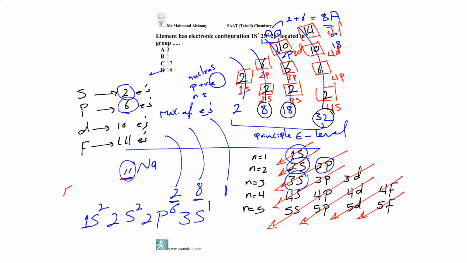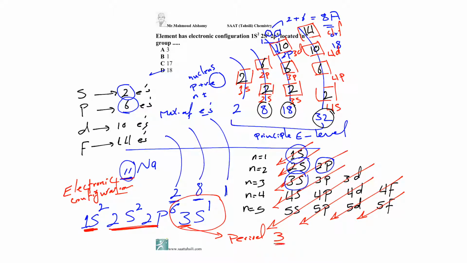So this is called the electronic configuration, or the electron distribution according to the sublevels. Focusing here, we have 1s in the first level, 2s and 2p in the second level, but 3s1 in the third level. Look at the coefficient 3. The 3 represents the period. So that means sodium is located in period 3, or row 3, and the exponent, or the number of electrons, is 1. So that means sodium is located in group 1.